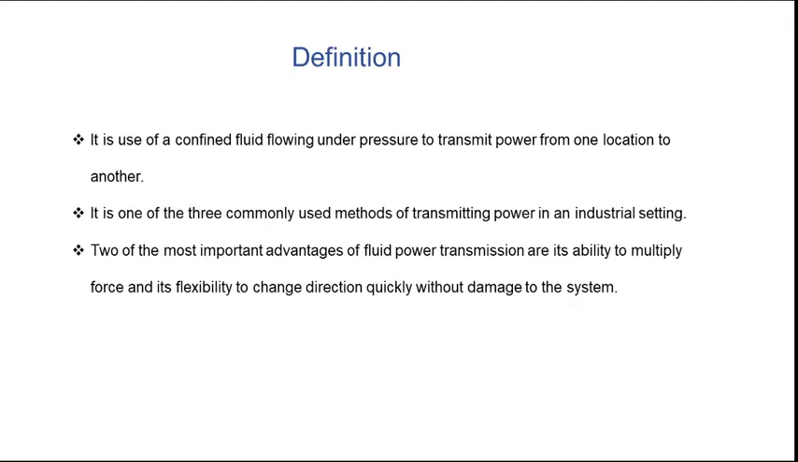Definition of fluid power system. It is use of confined fluid flowing under pressure to transmit the power from one location to another. It is one of the three commonly used methods of transmitting power in industrial setting. Two of the most important advantages of fluid power transmissions are its ability to multiply the force and its flexibility to change the direction quickly without damage to the system.